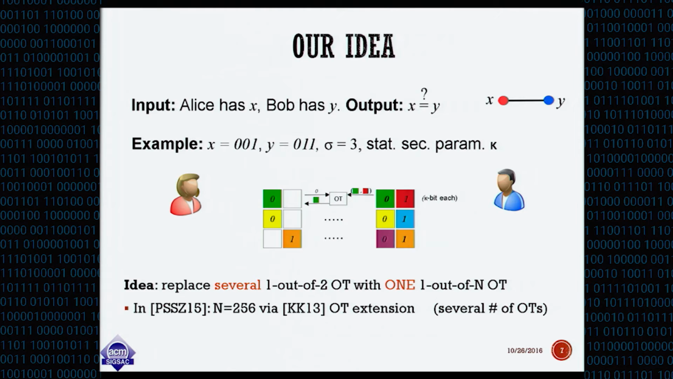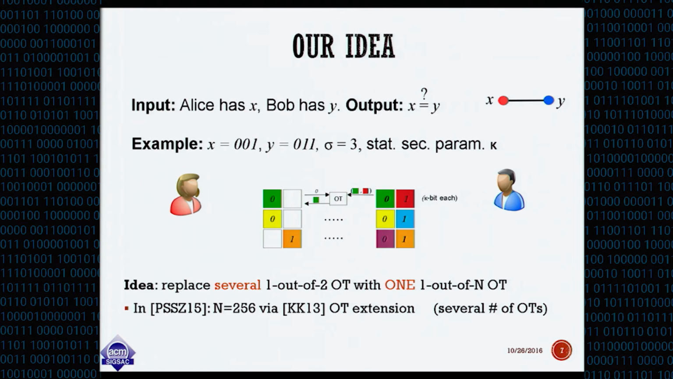It means that they can compare only a few bits of X and a few bits of Y at a time. I can show you why they do it. As a result, they have n equal to 2 to the power of 8. So their protocol still depends on the length of X as well as the length of Y, and they also need several OTs to do private equality tests.